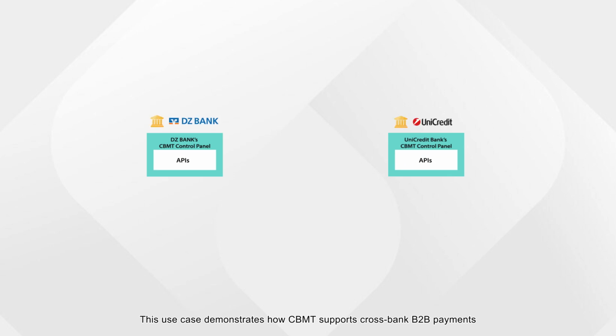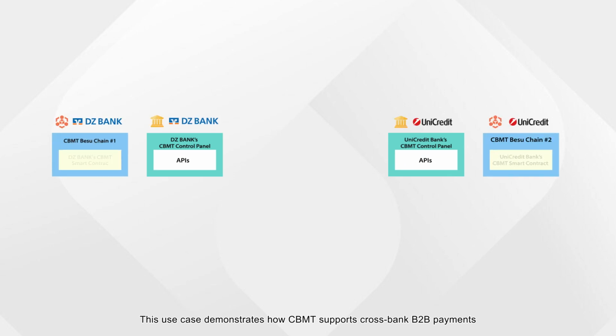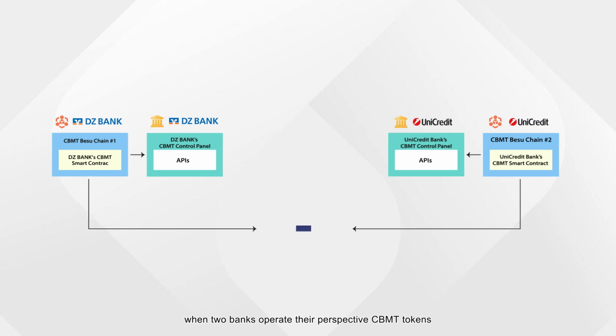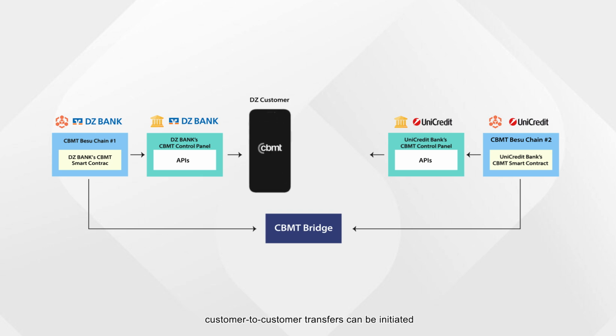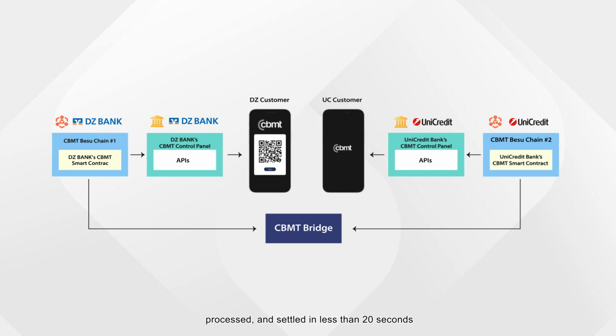This use case demonstrates how CBMT supports cross-bank B2B payments when two banks operate their respective CBMT tokens on separate permissioned blockchains. Using banks' CBMT mobile apps, customer-to-customer transfers can be initiated, processed, and settled in less than 20 seconds, followed by the banks executing net and gross settlements through their respective control panels. Let's take a look at how this works in the system.